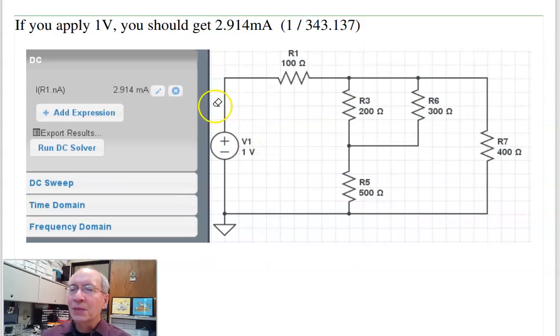In CircuitLab, I can check my answer. Apply 1 volt, see what the current draw is. The current draw is 2.914 milliamps. From V equals I times R, voltage divided by current, gives you 343 ohms. Same answer I got on the calculator.